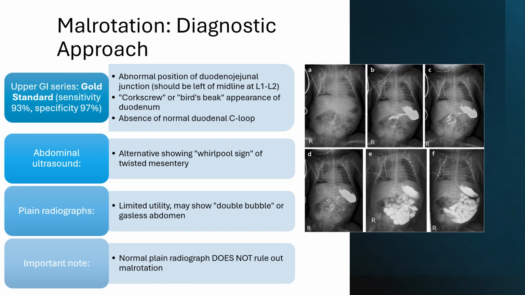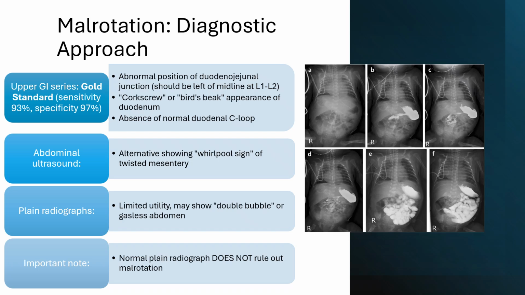Abdominal ultrasound offers a potential alternative, particularly when upper GI series isn't immediately available. The whirlpool sign represents twisted mesenteric vessels around the superior mesenteric artery. However, this finding is highly operator-dependent, requiring significant expertise to identify reliably. The sensitivity varies considerably based on the sonographer's experience and the infant's body habitus.